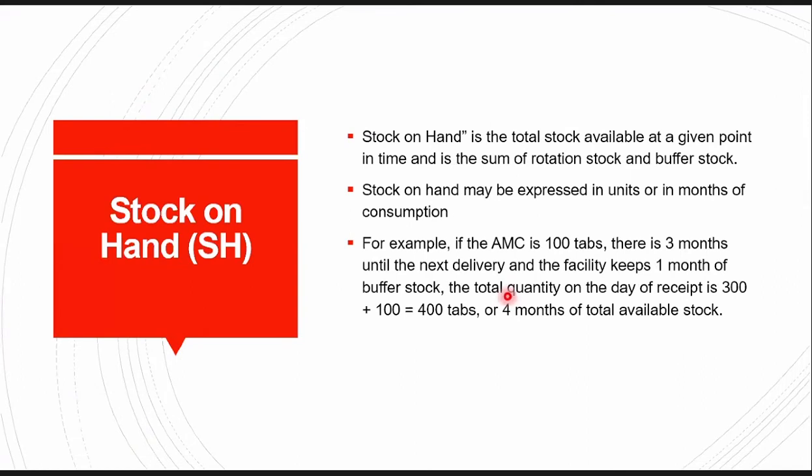Stock on hand. This is the stock that will be available at any given point. In other words, this is rotation stock plus the buffer stock. If you add the two, they are going to amount to what we call stock on hand. So stock on hand is expressed in units as opposed to months. So if you have, for example, 500 by 1,000 tins of paracetamol, that's how you present it.